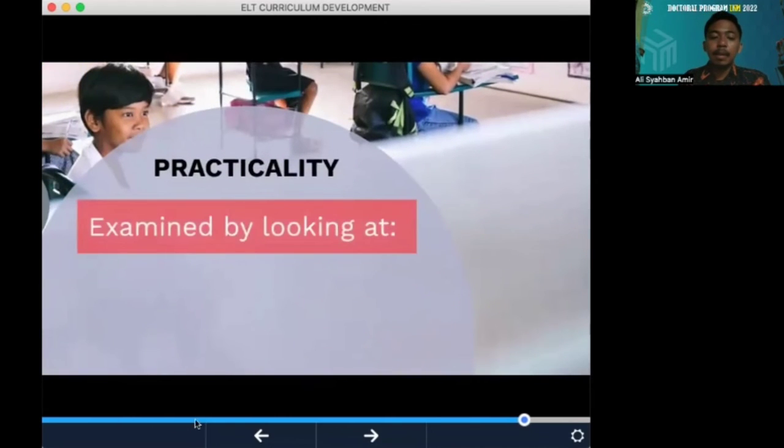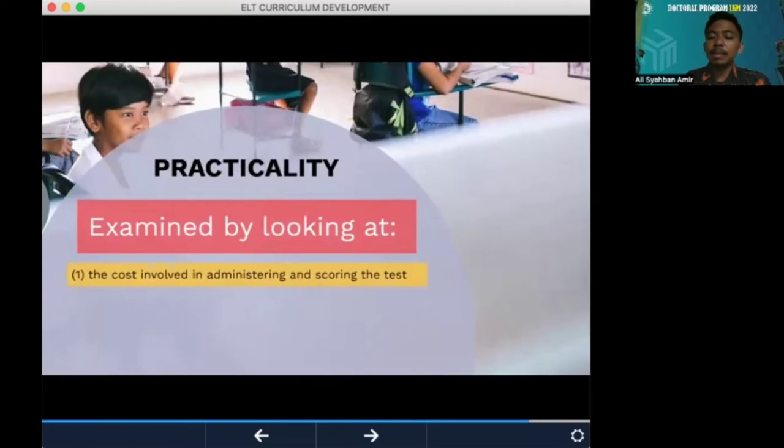Practicality. Not only must a test be reliable and valid, it must also be practical. Practicality is examined by looking at the cost involved in administering and scoring the test.